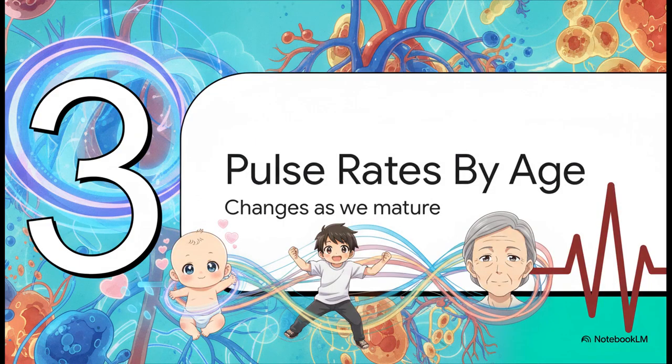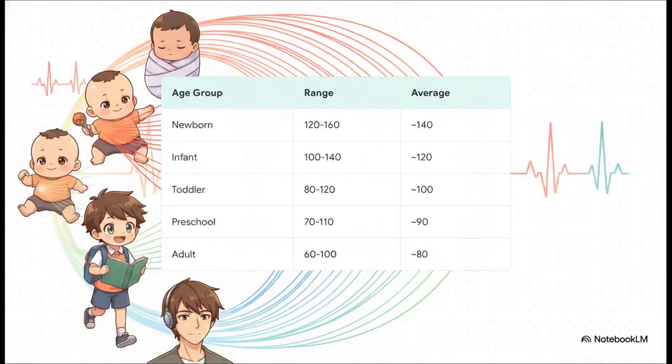Section 3, pulse rates by age and how they change as we mature. Let's look at the exact normal ranges and averages across different stages of life. A newborn, so that's 0 to 28 days old, has a super rapid average pulse of about 140 beats per minute. By the time that infant becomes a toddler, the average drops down to 100. Fast forward a bit, and an adolescent or adult settles into a normal average of roughly 80 beats per minute. So there's this very clear descending pattern as the human body matures.